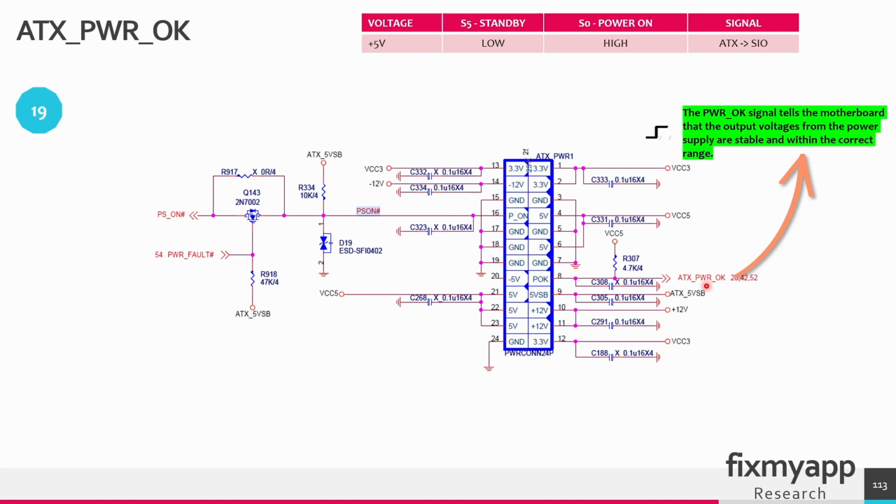The power OK signal tells the motherboard that the output voltages from the power supply are stable and within the correct range. When the power supply turns on, it takes a moment to stabilize the output voltages, such as the 12 volt, 5 volt and the 3.3 volt. During this stabilization time, the power OK signal is held low. Once the voltages are stable, the power supply sets the power OK signal to high. In power sequence 19, the ATX power OK signal goes from a low state to a high state, so it will go from 0 volts to plus 5 volt, indicating that all the voltages that need to be generated are OK.